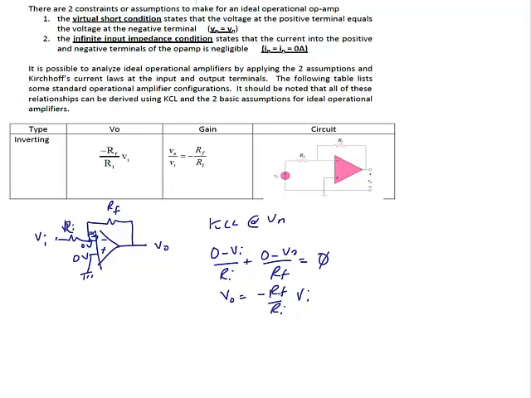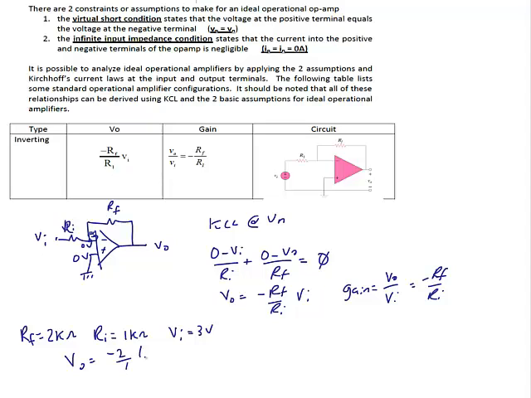So the output is equal to negative RF over RI times the input voltage, which means that if I were to derive the gain, which is equal to the output over the input, that would be negative RF over RI. So for example, if RF is 2 kilo ohms, RI is 1 kilo ohm, and VI is equal to 3 volts, then the output would be equal to negative 2 over 1 times 3, or negative 6 volts. The gain for this op amp would be negative 2.